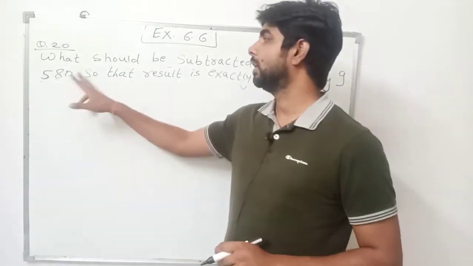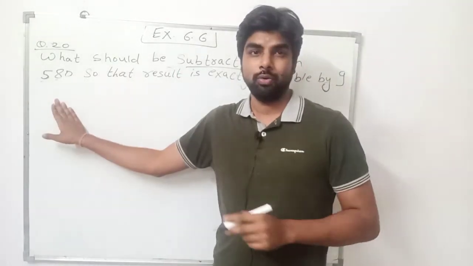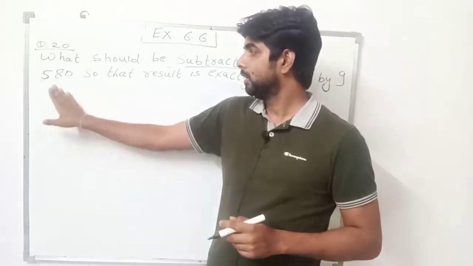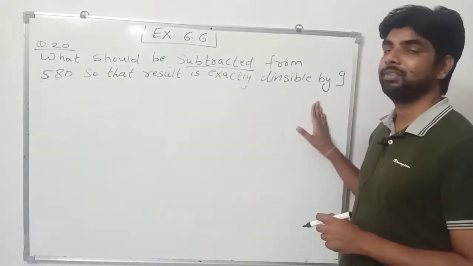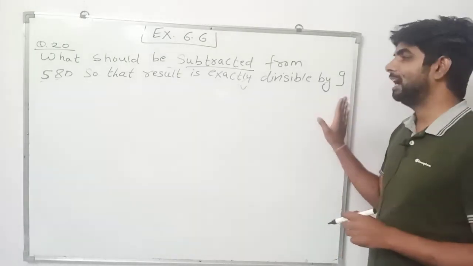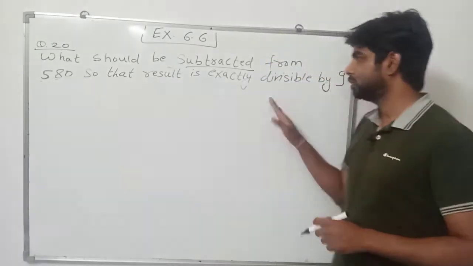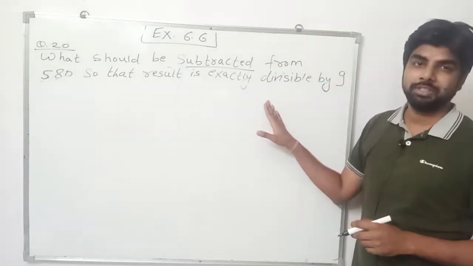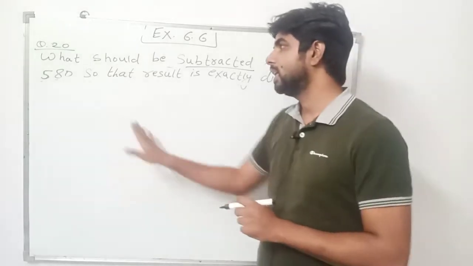What does it say? What should be subtracted from 580? We have to find some number which we will subtract from 580 so that the result is exactly divisible by 9. What it means is, if we divide that number by 9 after subtracting some number, it should be fully divisible, or exactly divisible, by 9. Let's see how we can find it out.